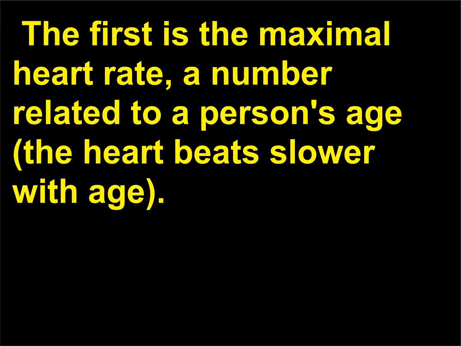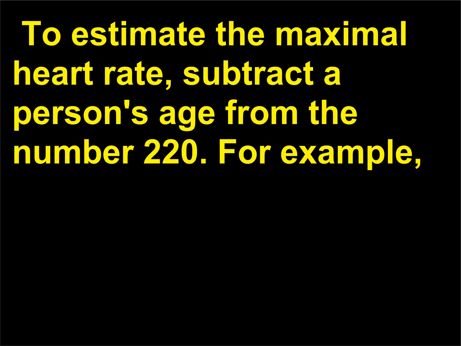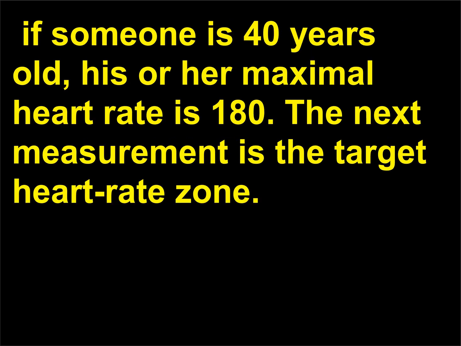The first is the maximal heart rate, a number related to a person's age. The heart beats slower with age. To estimate the maximal heart rate, subtract a person's age from the number 220. For example, if someone is 40 years old, his or her maximal heart rate is 180.